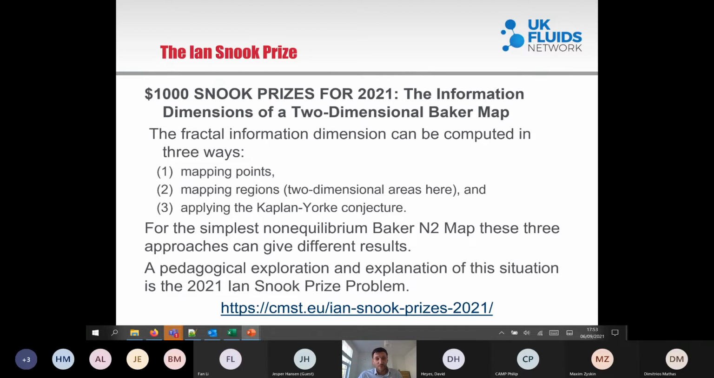It's stated as: the fractal information dimension can be computed in 3 ways: mapping points, mapping regions, or applying the Kaplan-Yorke conjecture. And for the simplest non-equilibrium Baker N2 map, these 3 approaches can give different results. And so the prize is for anyone who can provide some clarity on this situation.